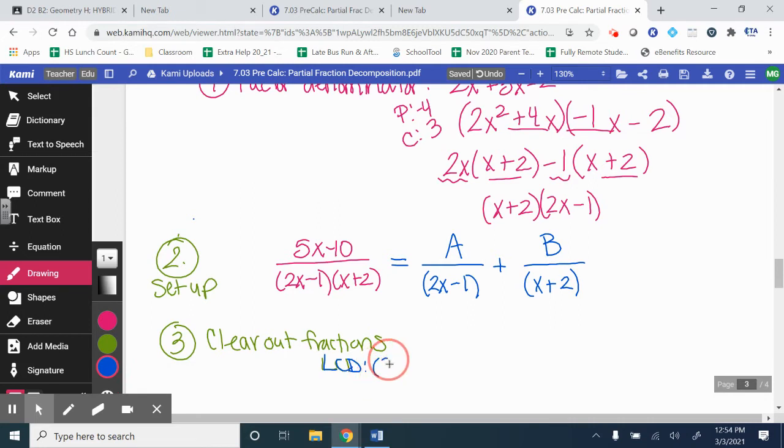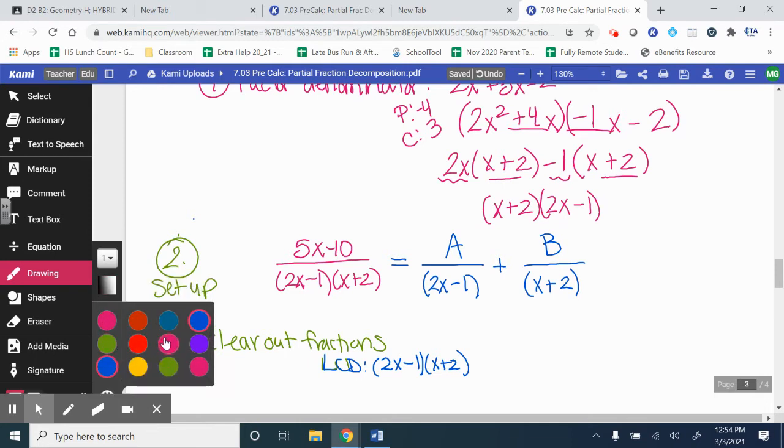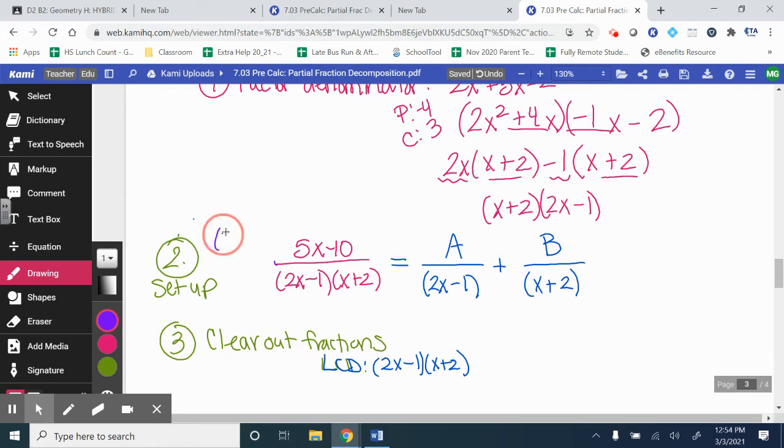The LCD is 2x minus 1 times x plus 2, looking at all of your denominators. So I'm going to multiply everything through by that. Let's do purple. I'm going to take this, and multiply by 2x minus 1 times x plus 2 over 1. So everything gets multiplied by my LCD over 1.